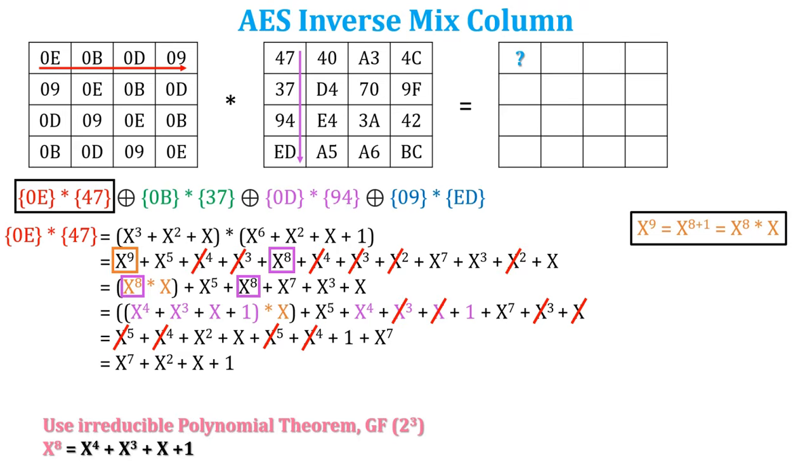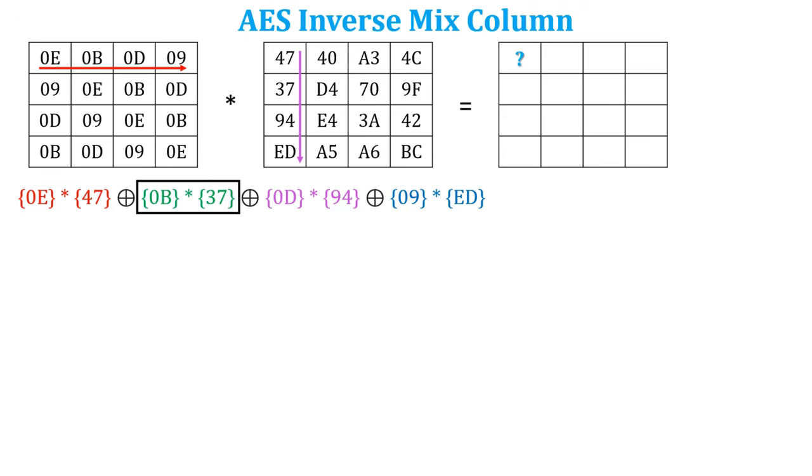Now convert this polynomial into binary digits, because after all the multiplications we have to perform XOR. So now we write the GF 2 raised to 3 polynomial. Here the present terms of the resultant polynomial are indicated as 1 and the remaining as 0. So our binary value is 1000 0111. Now find the next multiplication, 0b into 37.